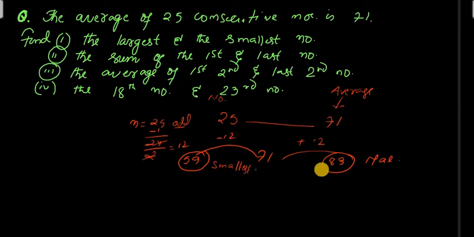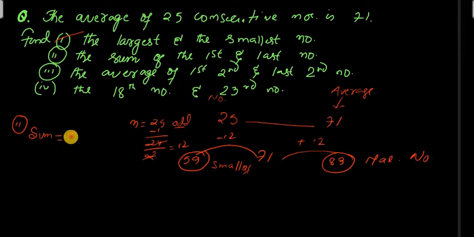Question number 1: find the largest and the smallest number. The largest is 83 and the smallest is 59. Next, the sum of the first and last number. The first and last are the smallest and the biggest numbers.